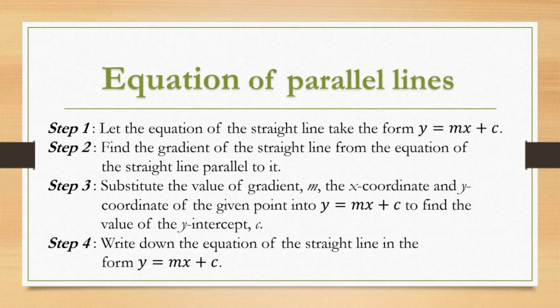There are 4 steps for finding the equation of parallel lines. Step 1. Let the equation of the straight line take the form y equals to mx plus c. Step 2. Find the gradient of the straight line from the equation of the straight line parallel to it. Step 3. Substitute the value of gradient and the x-coordinate and y-coordinate of the given point into y equals to mx plus c to find the value of the y-intercept c. Step 4. Write down the equation of the straight line in the form y equals to mx plus c.